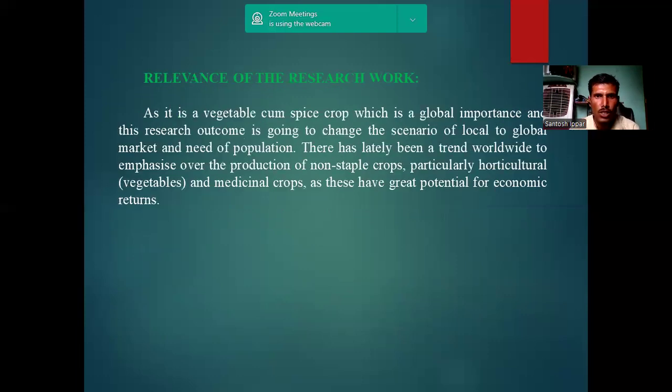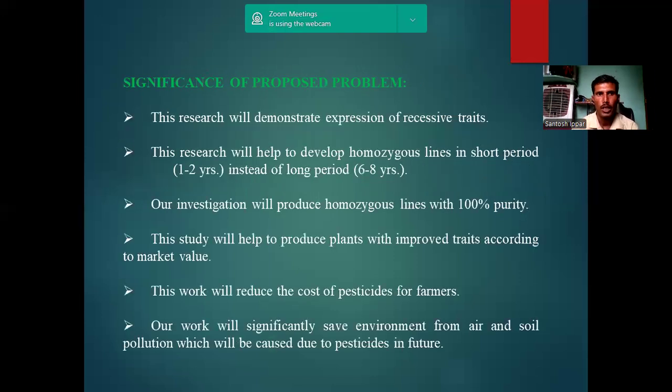Now, this is the relevance of our research work. We have relevance to our research topic because of the need for more production of chili according to the needs of the population. There has lately been a trend worldwide to emphasize the production of non-staple crops, particularly horticultural and medicinal crops, as these have great potential for economic importance.